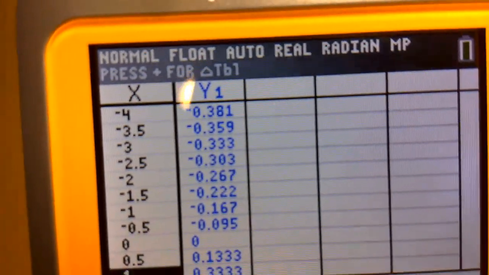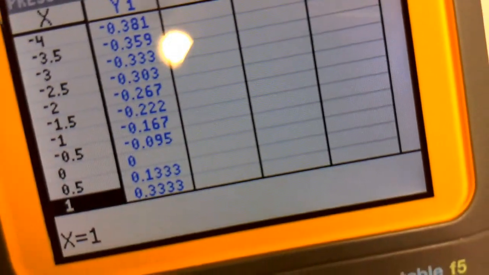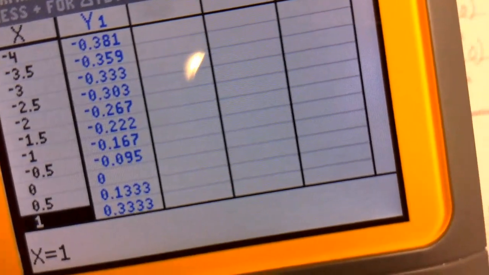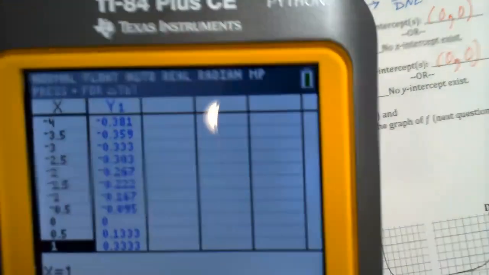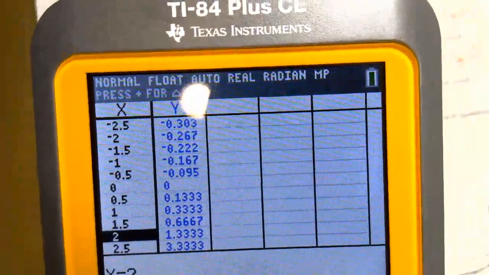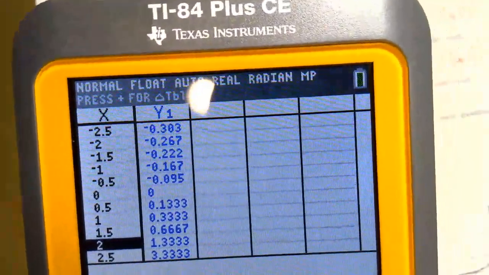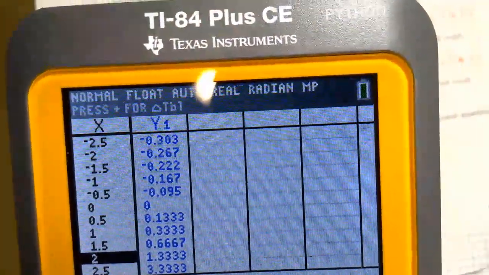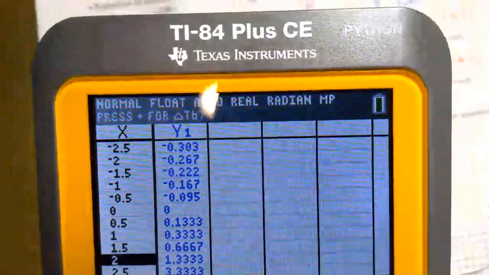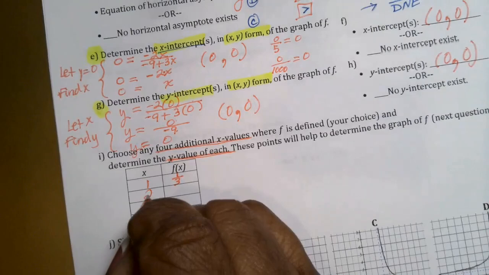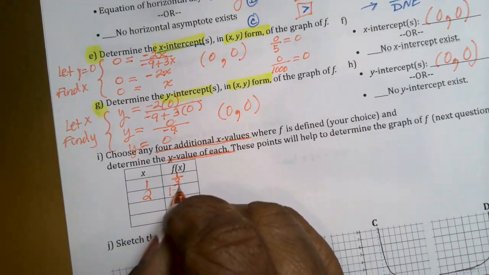I look at 1 and I notice that is paired up with 0.33333 repeating. I recognize that as 1/3. So let's list that (1, 1/3). Then let's find some more points. Go down some more. I recognize 2. If we plug in 2, we get 1 1/3. I notice 1.5 gives 2/3; 0.6 repeating is 2/3. So you are welcome to try any of those. I'm going to list (2, 1 1/3).